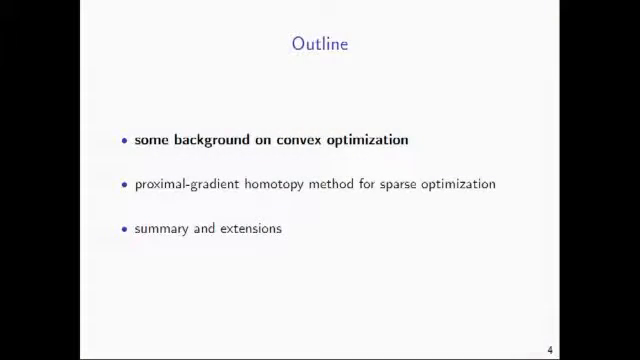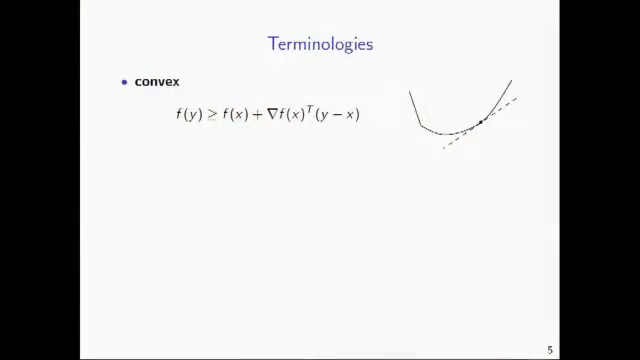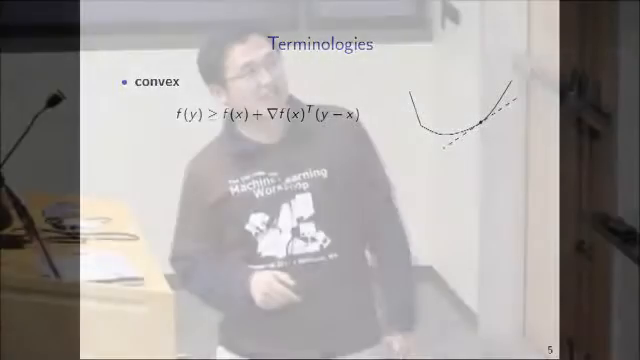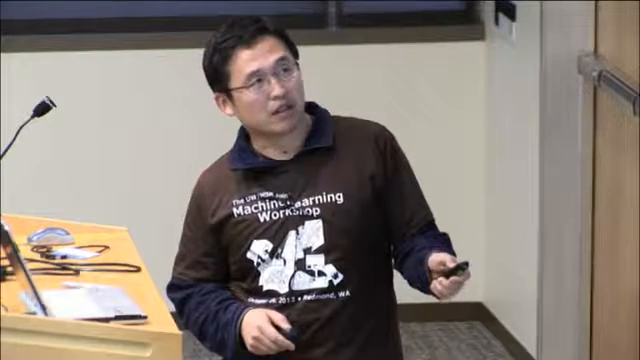OK, before getting into the details, I will first discuss some background on convex optimization. Hopefully, it's not too boring. So terminology: if I say a function is convex, its epigraph has a supporting hyperplane, which is given by the gradients. Of course, it could be non-differentiable here. There can be multiple supporting hyperplanes.